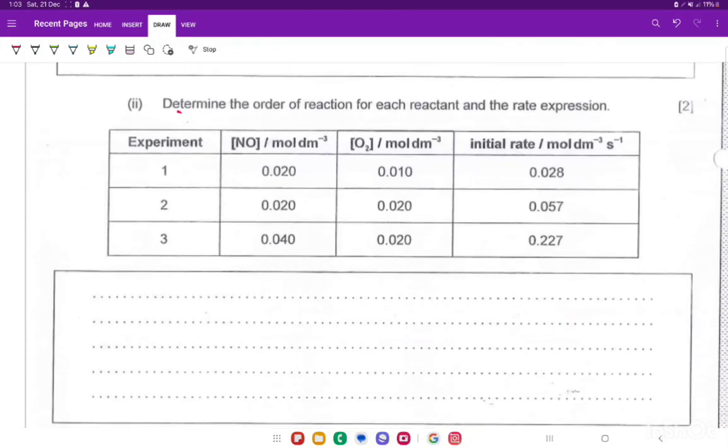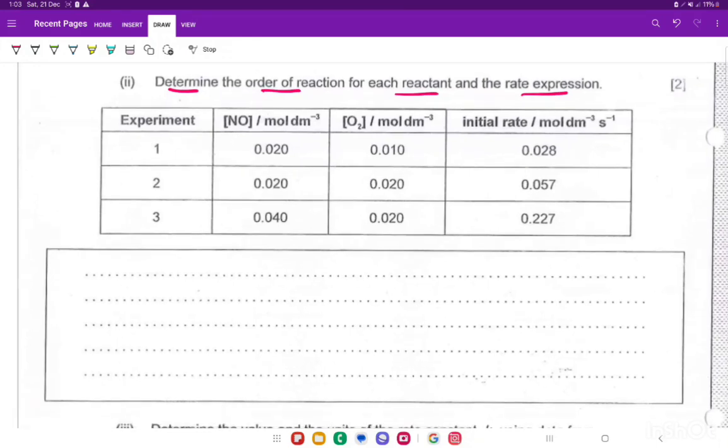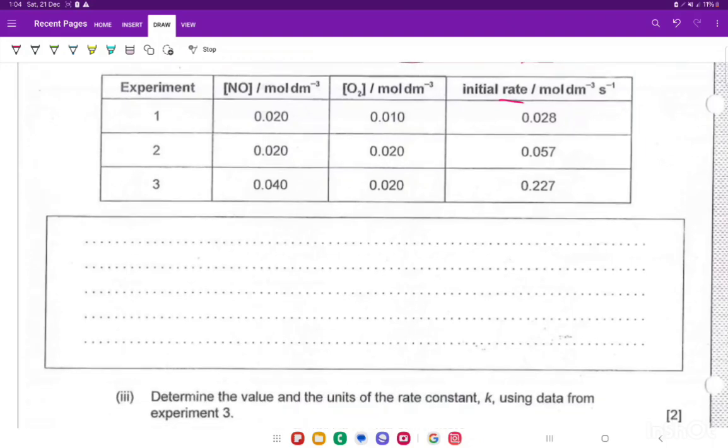Next is deduce or determine the order of reaction for each reactant and the rate expression. The 3 experiments are given. Concentration of NO is 0.2, 0.2 and 0.4, O2 is 0.1, 0.2 and 0.2, and the initial rate is 0.028, 0.057 and 0.227. If I look at the data from experiment number 1 and 2, the concentration of NO is constant and O2 doubles, and the rate is also doubling, almost doubles.